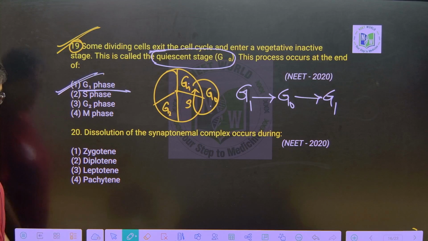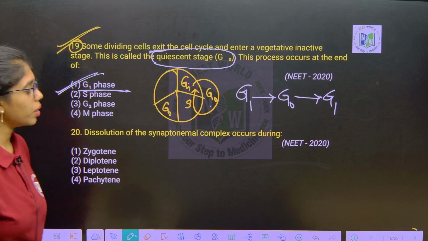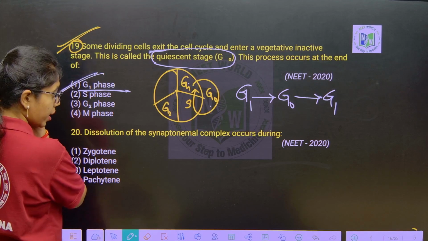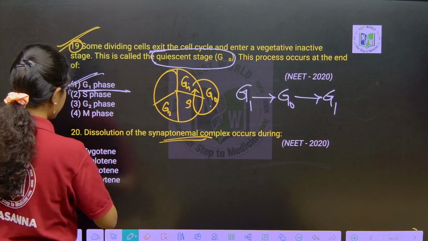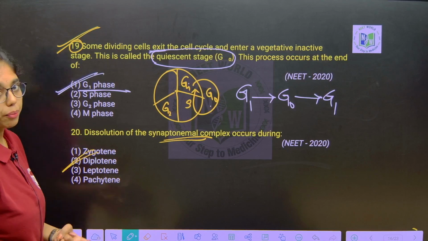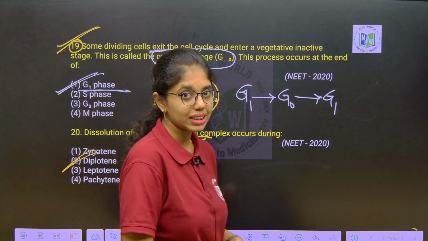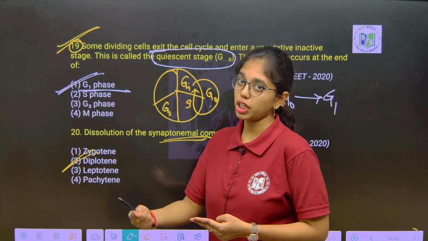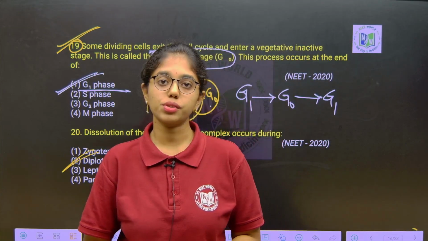Next question: dissolution of synaptonemal complex occurs during the diplotene stage. Dissolution of chiasmata occurs during the last substage of prophase 1, that is diakinesis.